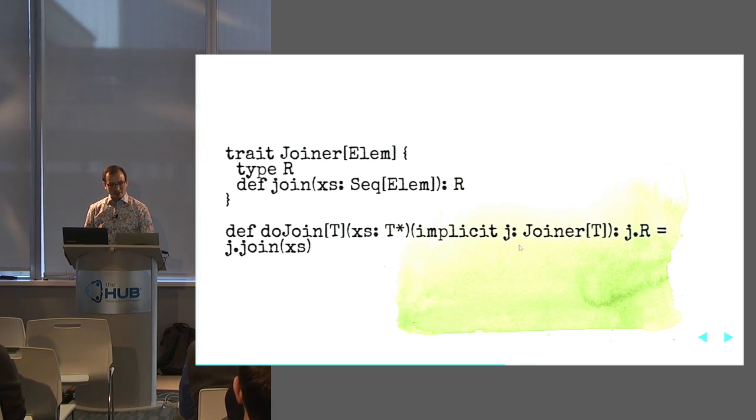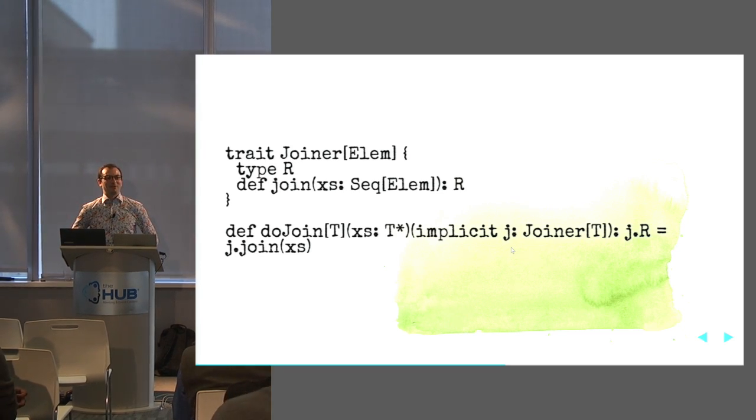Now, can anyone tell me what the type of J is? Sorry, say that louder. Joiner of T for some type R. No. So assuming it's been resolved, Miles, you put your hand up. Go on.